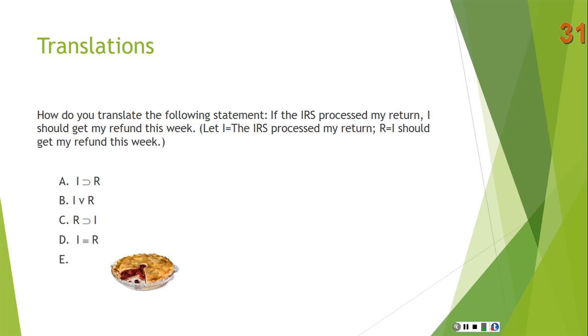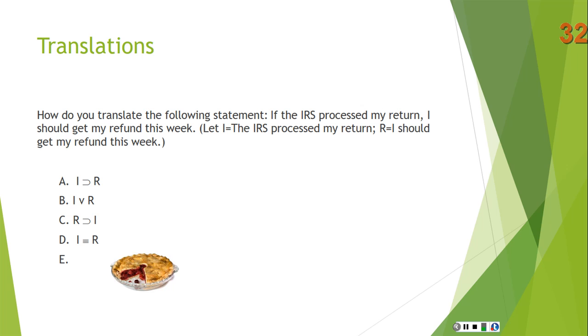All right, A is the answer. When you look at this sentence, if the IRS processed my return, I should get my refund this week, you know that the antecedent comes directly after the if. So the IRS processed my return is the antecedent. And when you translate that, you know that the antecedent comes before the horseshoe. So the antecedent follows the term if, and the antecedent goes before the horseshoe. So that's why we put the letter I, which represents the IRS processed my return, before the horseshoe.